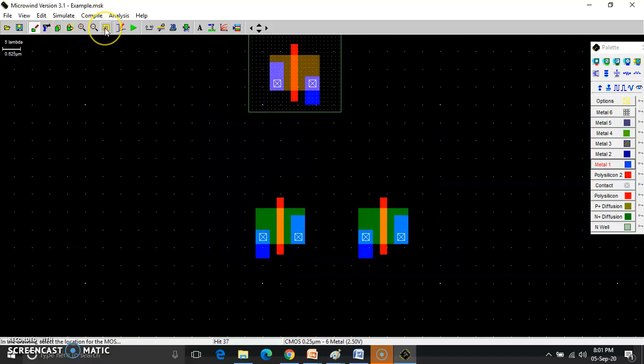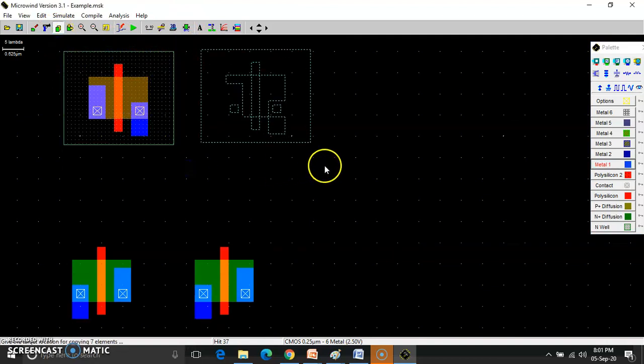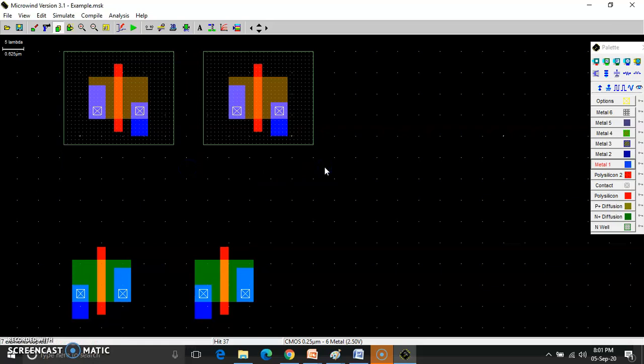Again I am clicking on all because I want to see everything on a single page, and copying this PMOS because I require 2 PMOS FETs. So I have connected it over here. What is the next thing? Just see the diagram which we have discussed earlier. So I need to connect that in parallel.